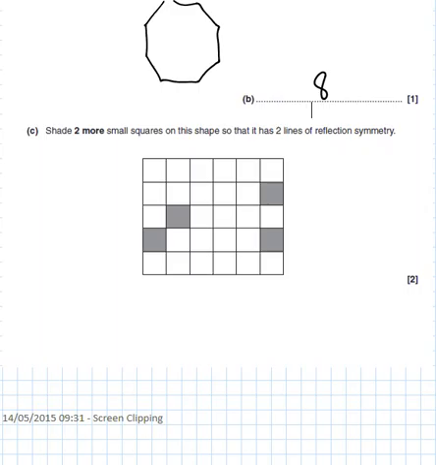Shade 2 more small squares on this shape so that it has 2 lines of reflection symmetry. So if we wanted, say, this line down here to be 1, then these 2 squares here and here will need to be the same on the other side. So we put it through there. And also this square here would need to be from this side. And then that will also give a line of symmetry down that point as well. So we've got that done.